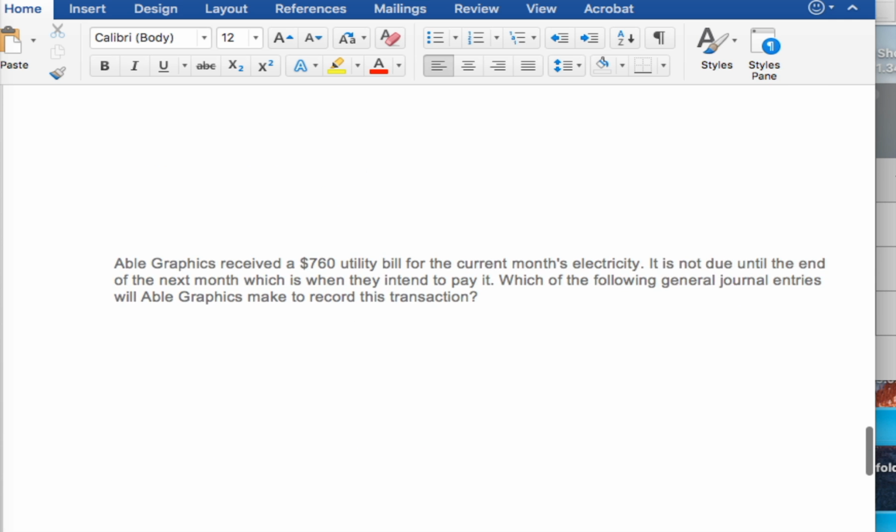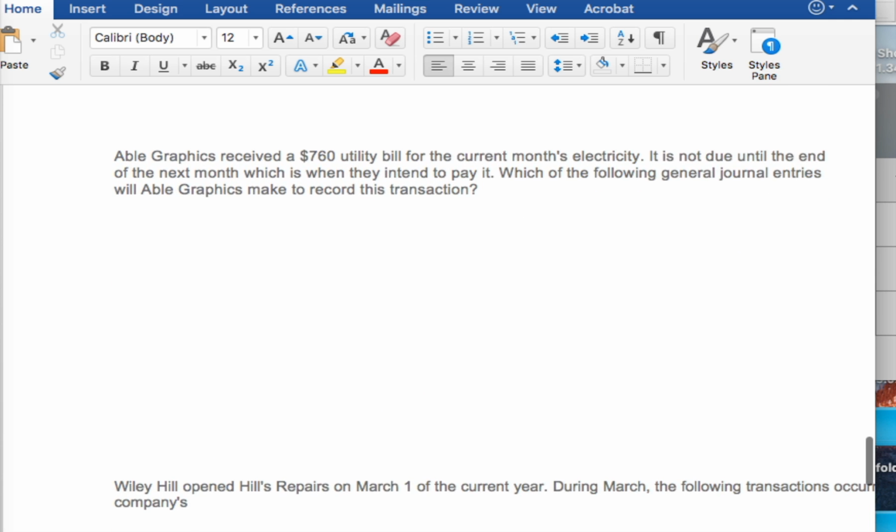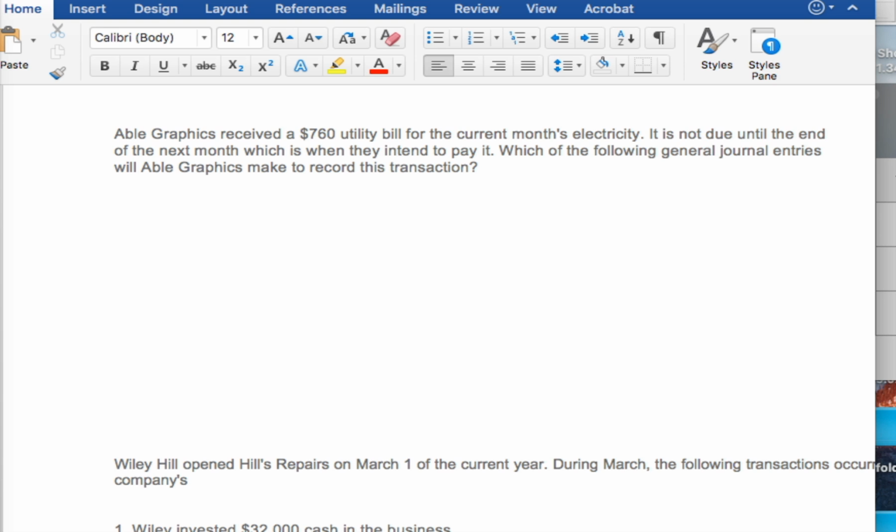Okay. Able Graphics received a $760 utility bill for the current month's electricity. It's not due until the end of the next month, which is when they intend to pay it. I didn't include the choices here, so we'll just come up with what the journal entry looks like to record this transaction. A couple of key words here. We received this utility bill for this month's electricity, meaning we already used it. So this month's electricity has been used to generate, hopefully, this month's revenue, right? So we want to match it.